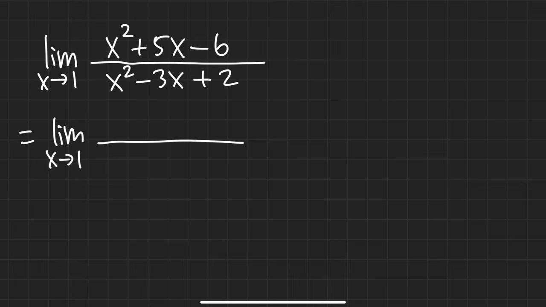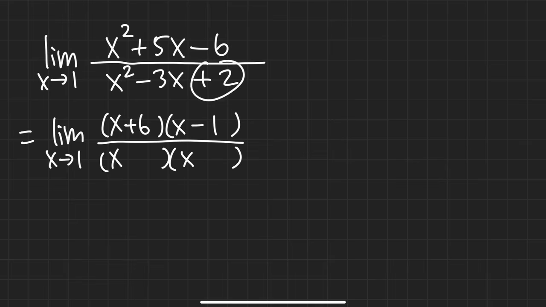On the top, we have a quadratic. We can factor it. So let's see. X times x will give us x squared. And think about two numbers that multiply to be negative 6. Together, they add up to be positive 5. And the correct combination will be plus 6 and minus 1. On the bottom, x and x. Two numbers multiply to be positive 2. Together, they add up to be negative 3. We need negative 1 and negative 2.